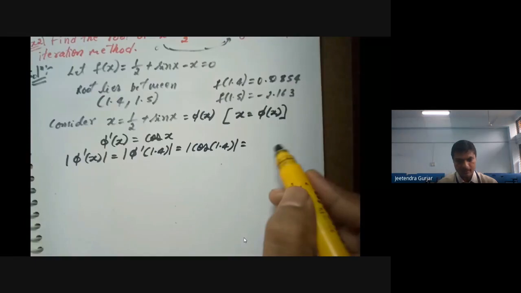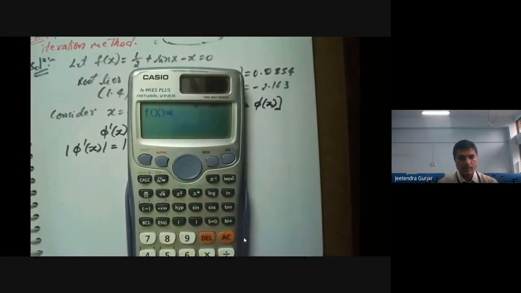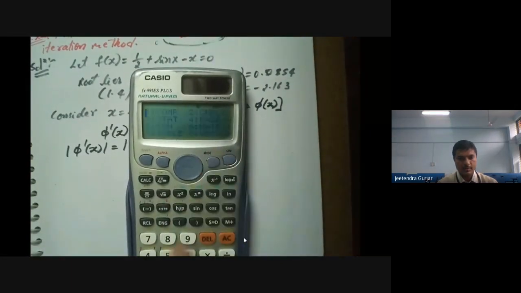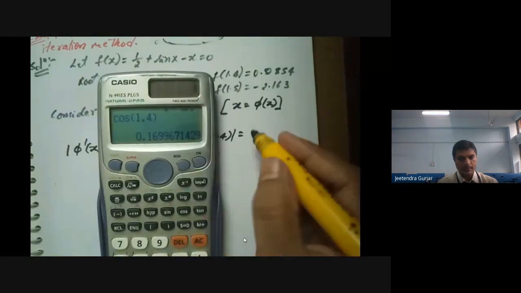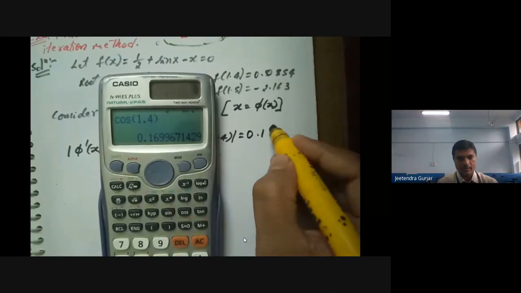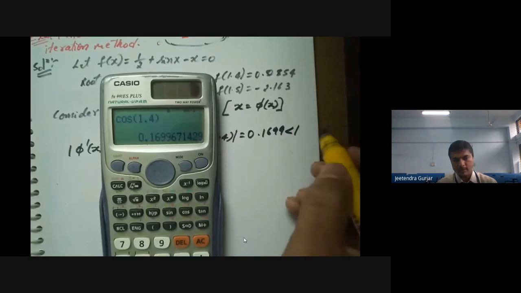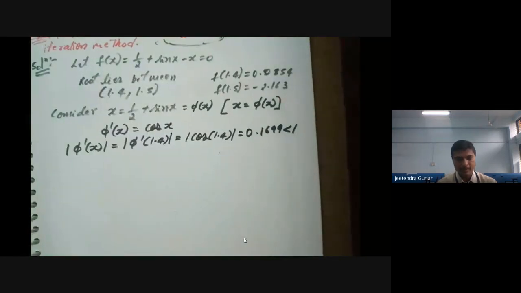Yes, correct. So actually what we get as the answer, I'll show it in the calculator only so that you will not get confused. So I'll just change the mode. So this is cos of 1.4 is equal to, so that you will not get confused. I'm directly putting it here, 0.1699. So if I show it in the calculator, definitely you will believe that whatever answer I have got is correct.